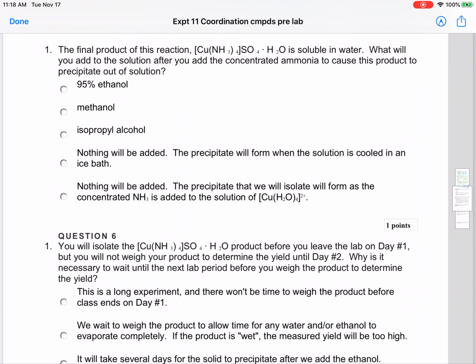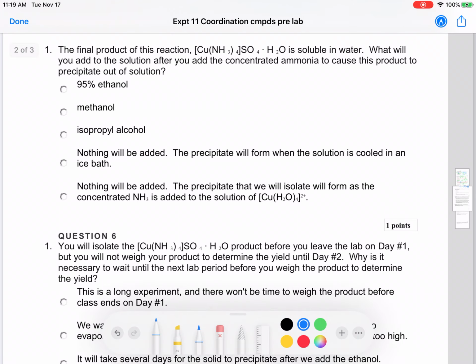Okay, the next one. The final product of this reaction, which is going to be tetraamine copper sulfate monohydrate, is soluble in water. What will you add to the solution after you add the concentrated ammonia to cause this product to precipitate out of the solution? Now I know the answer, but I want you to read the procedure and find out what you need to add in order to make the solution become a precipitate. Okay, so read the procedure and you can answer that.